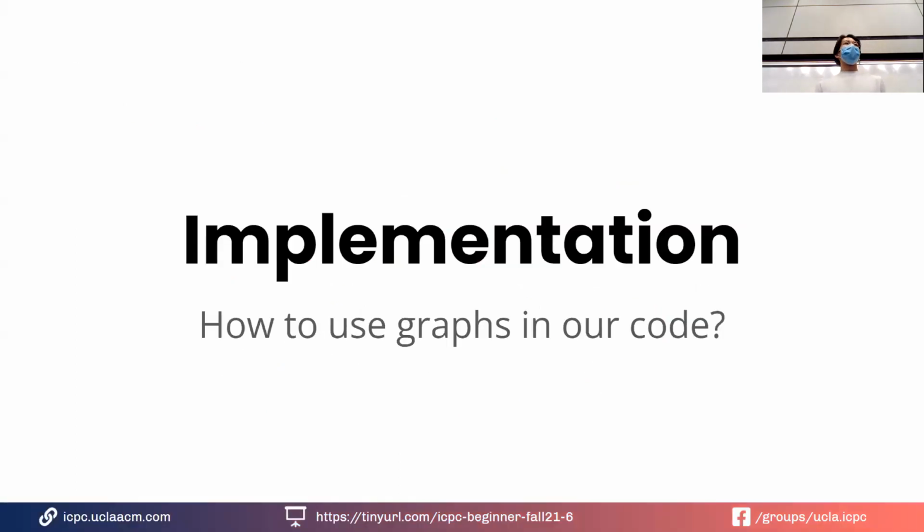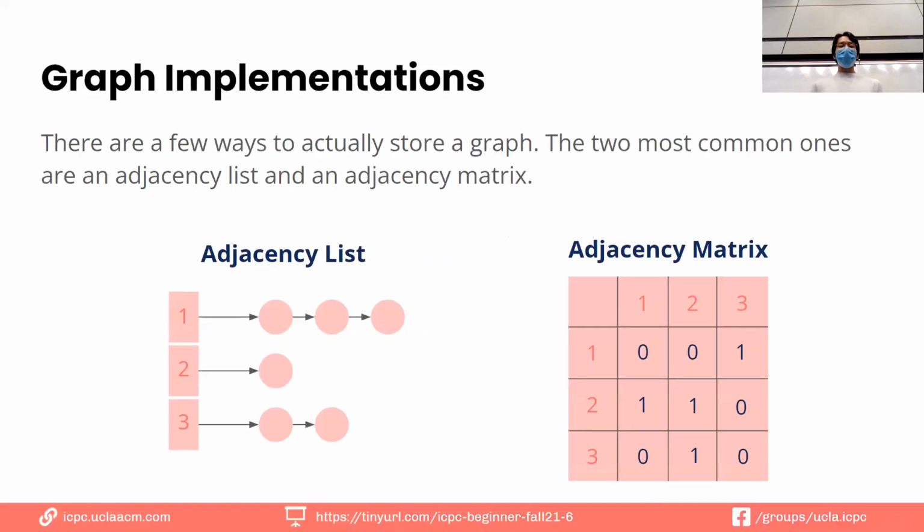So we're talking about all these graphs, and we want to think about how we can convert this kind of pictorial representation of graphs into our code. The way we can do that, there are two main ways to store a graph in a computer. There is the adjacency list method and the adjacency matrix method.